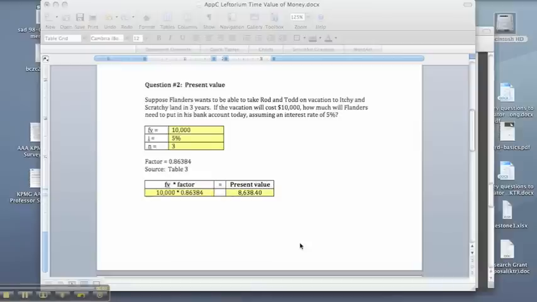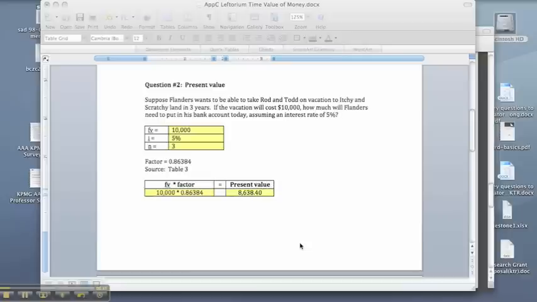And continuing on with our discussion on this present value problem, I just want to make one extra observation. Notice that to be able to go on a $10,000 vacation in 3 years, we actually need to put less than $10,000 in the bank now. And that's based on the whole idea that a dollar today is actually worth more than a dollar tomorrow. And so the present value of a future sum is generally going to be lower because of that fact that a dollar today is worth more than a dollar tomorrow.